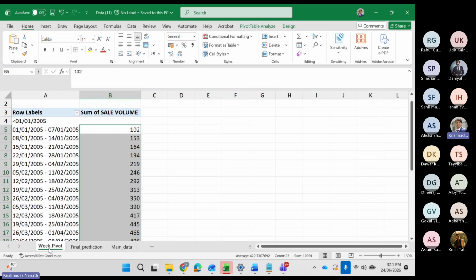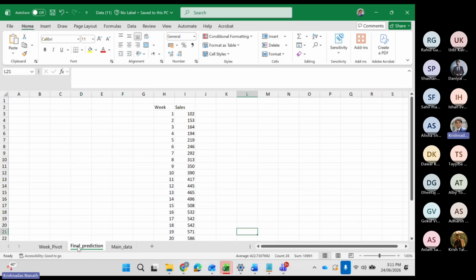In order to make your life much easier, they have replaced those groups of dates as week 1, week 2, week 3, and this is what you see in the final prediction. So you have week 1, you have week 2, you have week 3, all the way till the last week, and you also have your sales data.